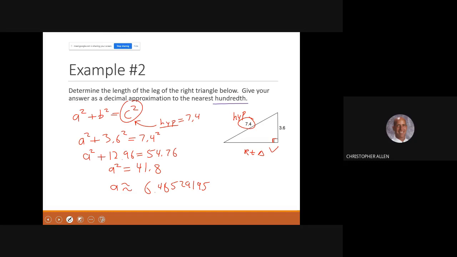Okay. So now the question asks us to round it to the nearest hundredth. You guys know what the nearest hundredth is for this answer? So here is the decimal point. Here's the tenths. Here's the hundredths. Here's the thousandths. So we're trying to round to this decimal here, which is going to give us an answer of 6.47. That is the answer.